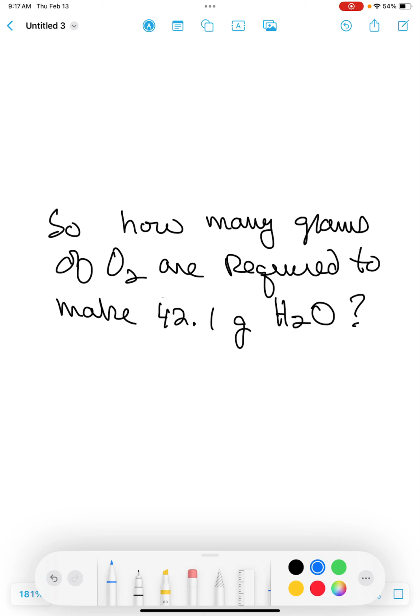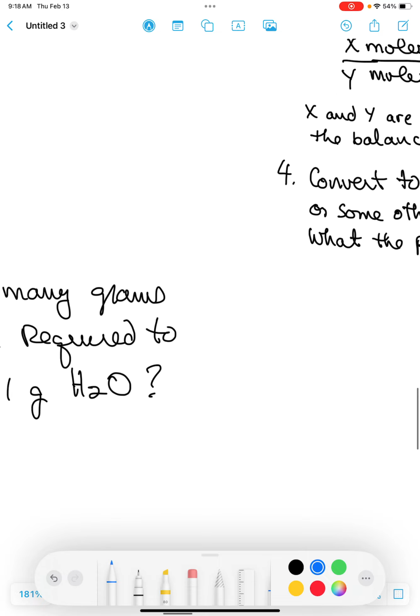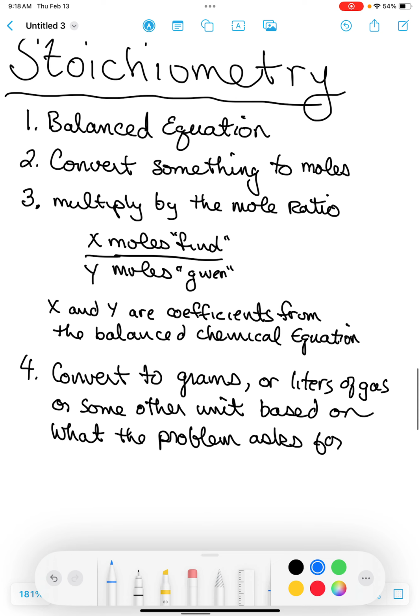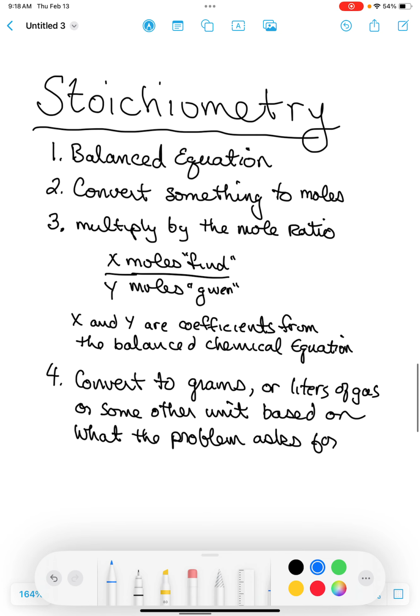So a short video, hopefully short, on how to do stoichiometry problems. And let's just jump right in. Here's a problem that would be solved by stoichiometry. How many grams of oxygen are required to make 42.1 grams of water, H2O? And the steps of stoichiometry have been on the board for a while, but here they are again.